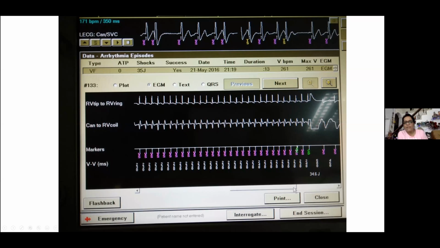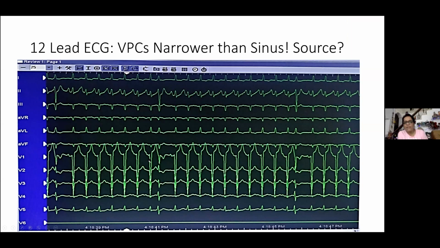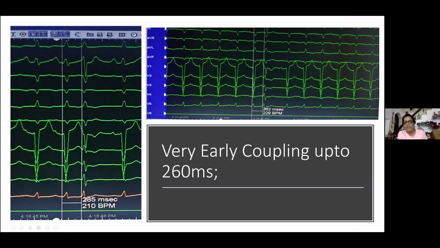This is just one of the episodes which I showed you. On the 12-lead ECG, you can see that this patient, on a lot of antiarrhythmics, had a wide native QRS, and her ectopic is narrower than her native QRS. These are very few instances where you will find an ectopic which looks narrower than the native. It is quite early, as you can see here, while the native is wide. The ectopic is early, and the coupling interval is quite fast, around 280 millisecond and up to 260 millisecond.